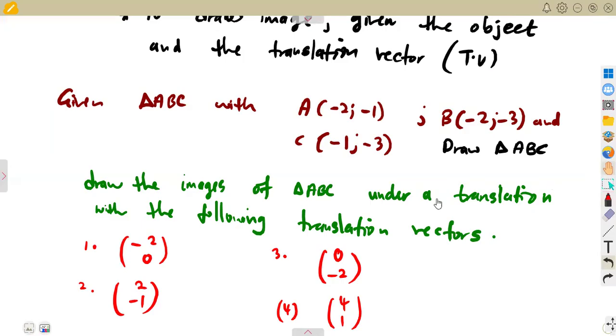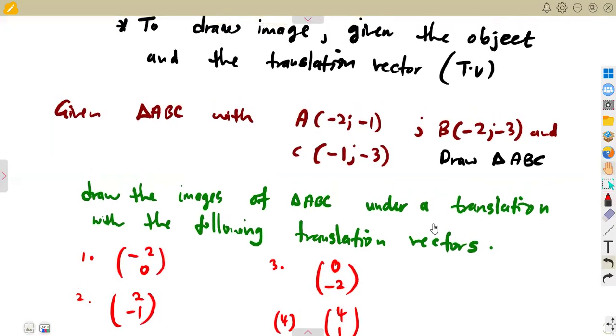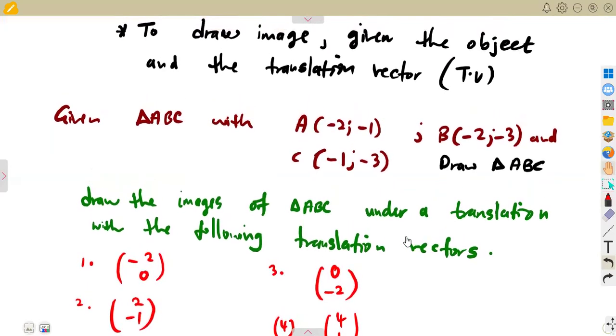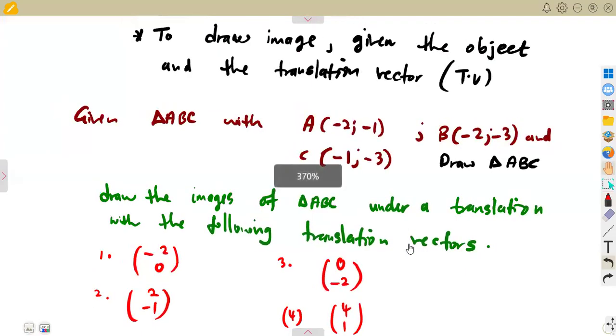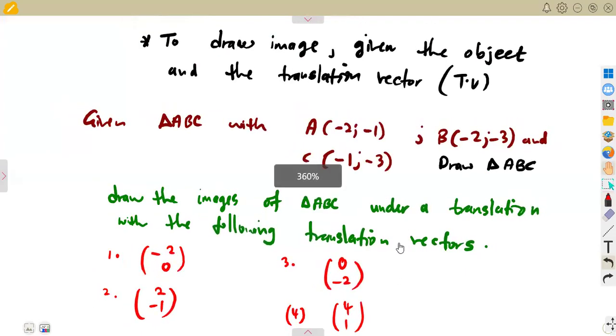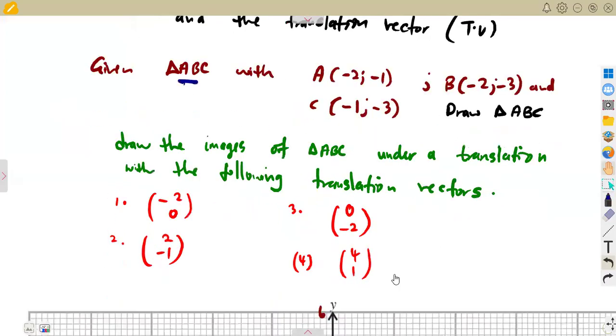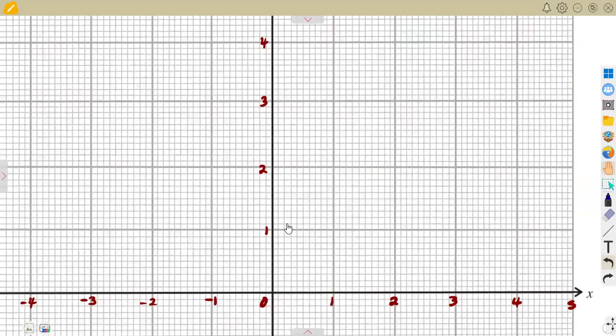So this is what you're going to do. We need to know how to answer this type of question, to draw the image when given the object and the vector. So the first thing is to draw your object. Your object is the triangle ABC, with A (-2, -1), B (-2, -3), and the point C. All right, so let us mark our points on the graph.